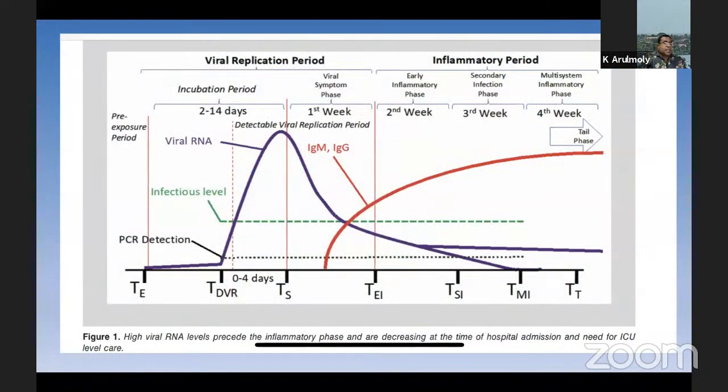So if you see this graph, this is an important graph, actually. This is important in each and every patient. So better to have a graph for each and every patient, so you know where you stand, and it will be easy to navigate through the treatment channels if you know this. So the purple line indicates viral RNA, and the red line indicates IgM, IgG.